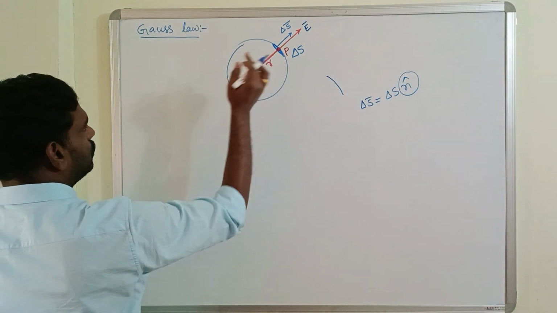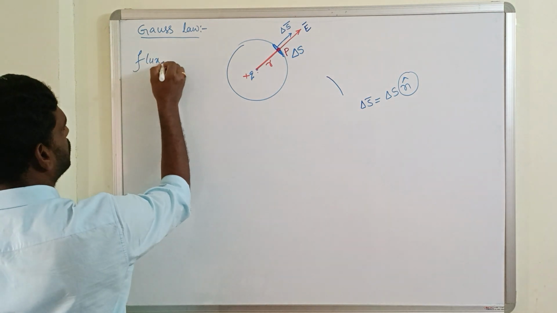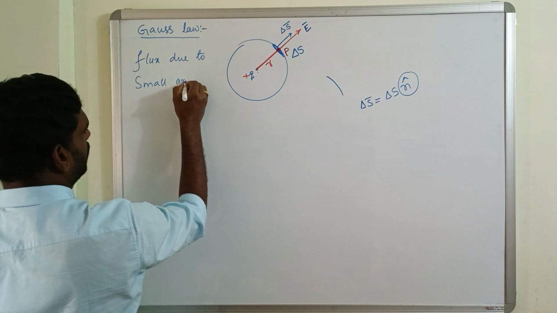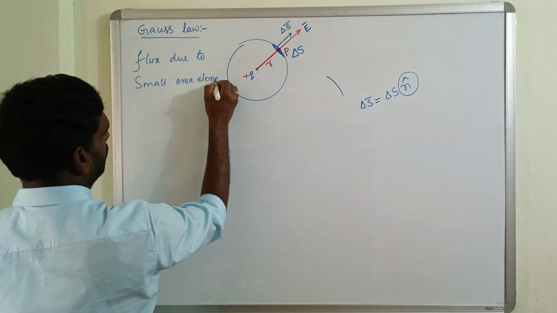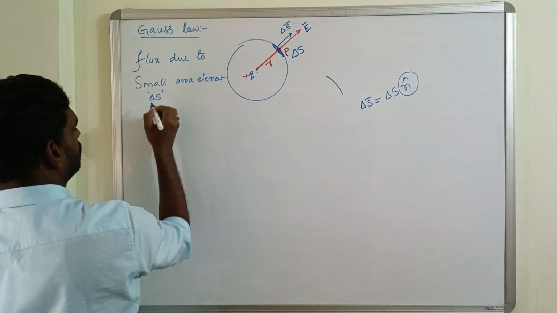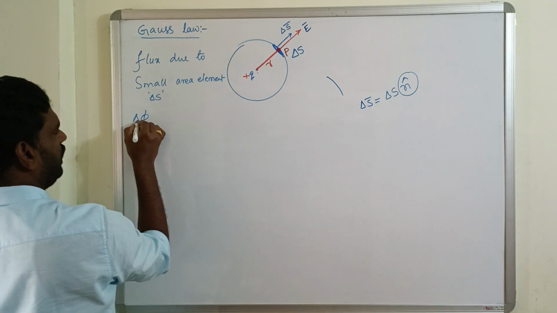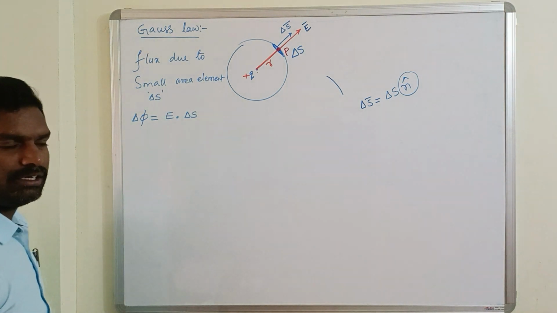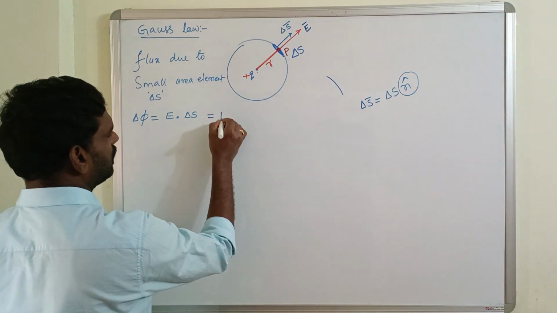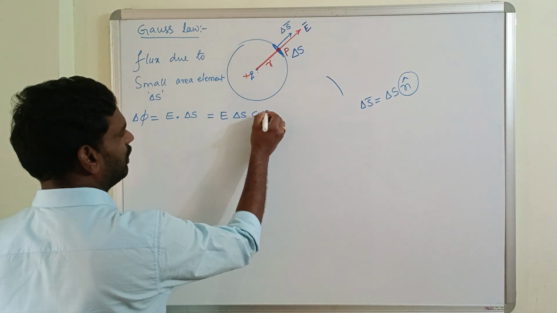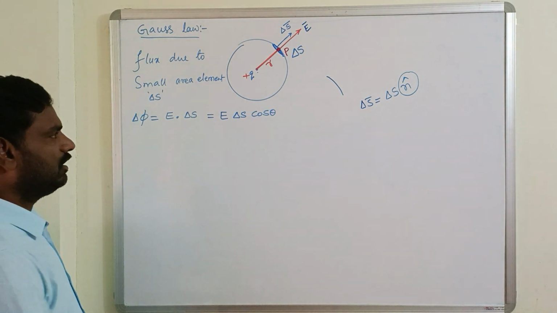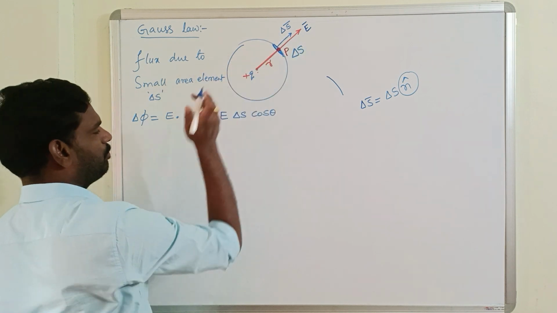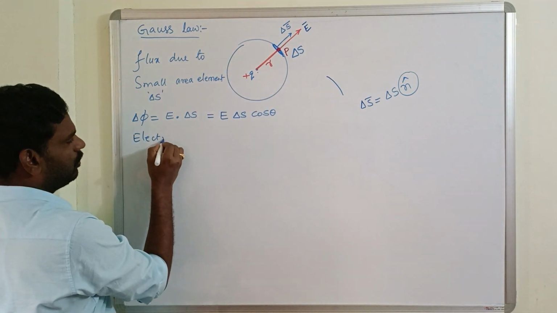Okay, I am taking the flux due to a small area element delta S. We know that flux, delta phi, is equal to E dot delta S. That is nothing but E delta S cos theta, where E is the electric field due to this charge at point P.